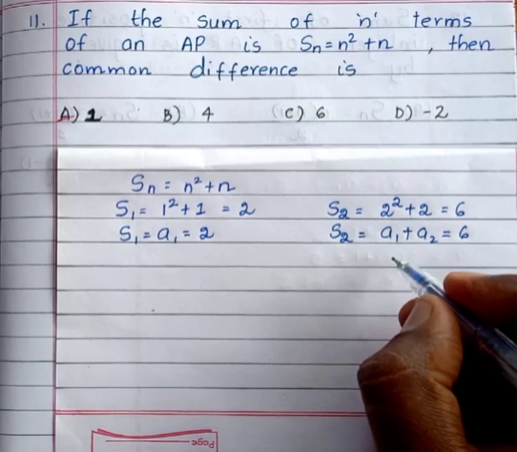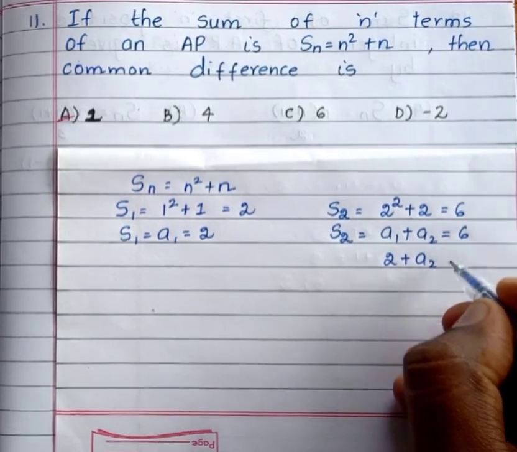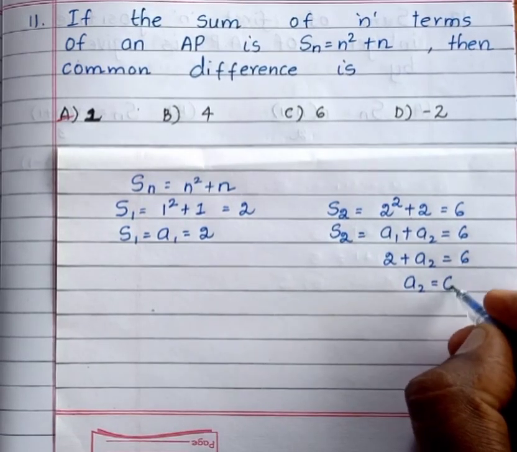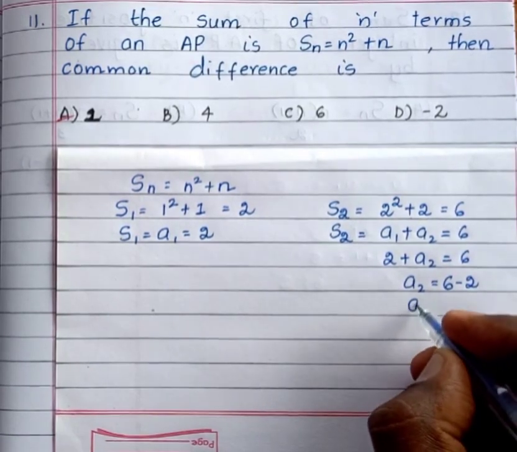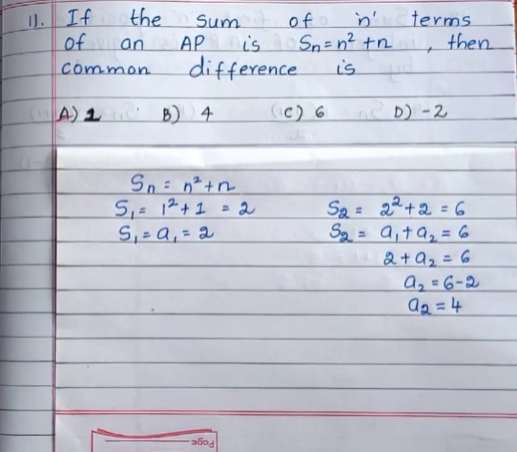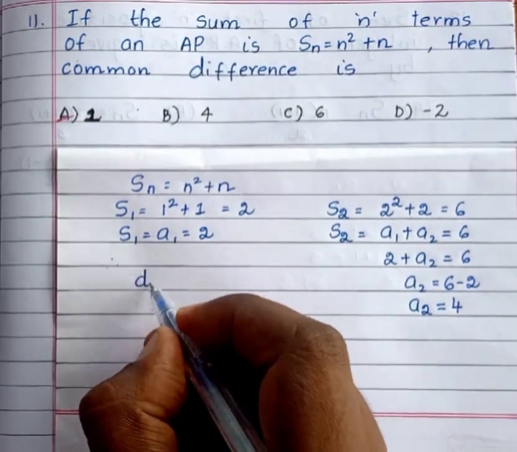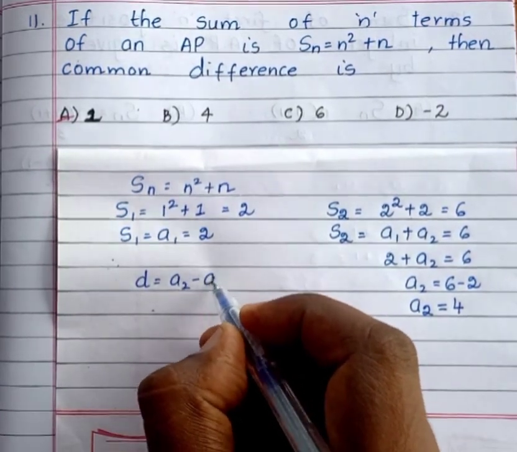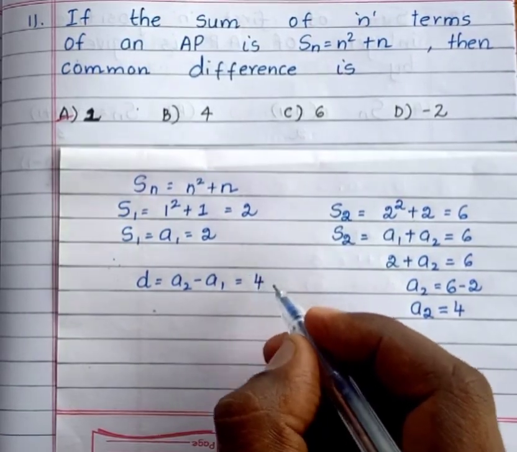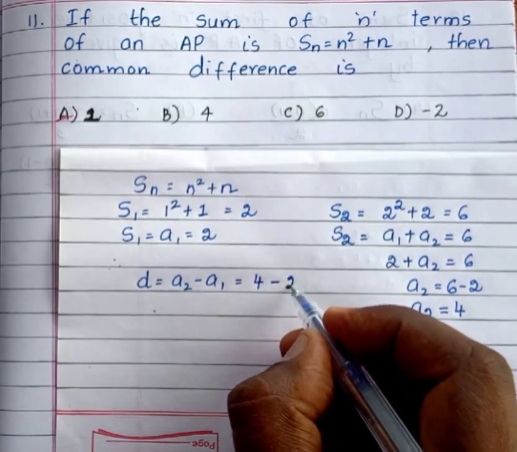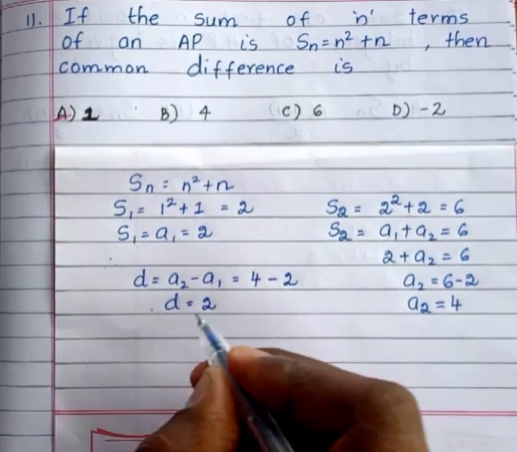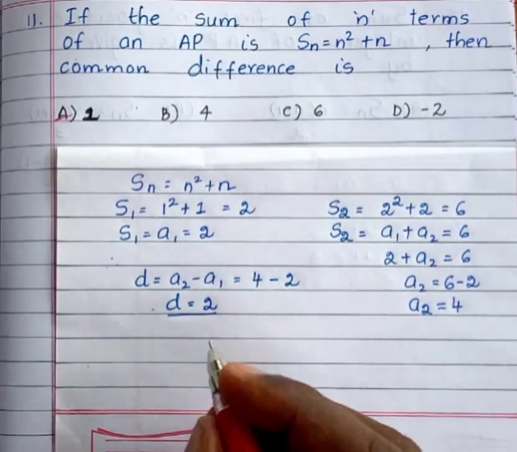Now, substitute the value of A1 equals 2 in this equation, we get the A2 value, that is A2 equals 6 minus 2, we get 4. A1 is 2, A2 is 4. Now, the common difference D equals A2 minus A1, that is 4 minus 2 is 2. Therefore, the correct answer is option A, 2.